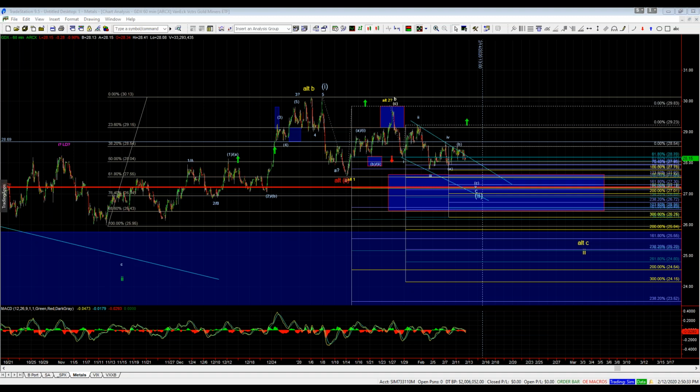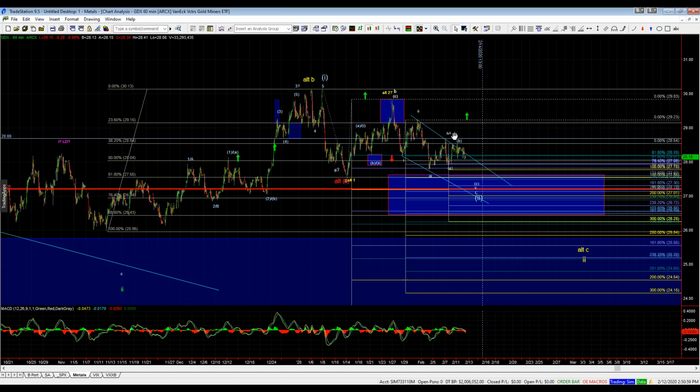Okay, GDX, how can 4 go above 11? I don't follow that question. How can 4 go above 2? It hasn't. This 4 here, we haven't gone above 2, where 2 is up here at 29.23.